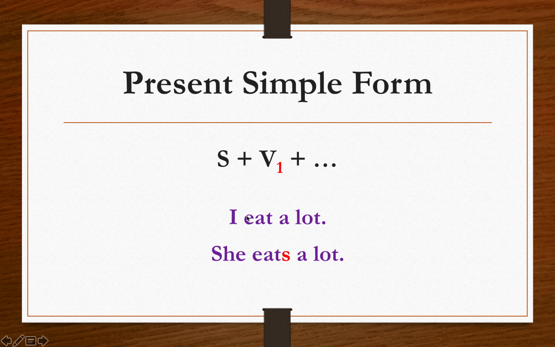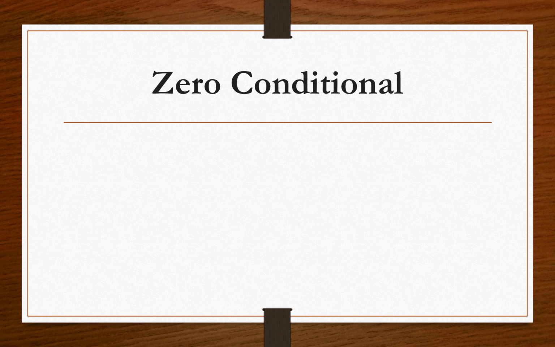Okay, let's see the example. I eat a lot. If you use the word she, the subject she eats a lot. So eat with S because the subject is third person singular. This is the rule for present simple. So let's go to the zero conditional sentences.